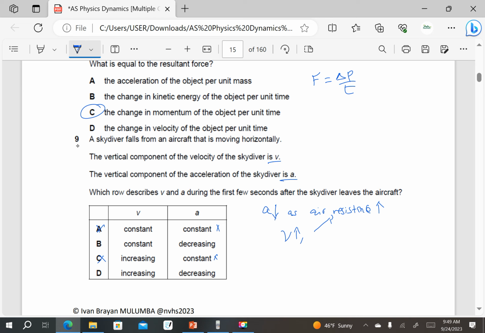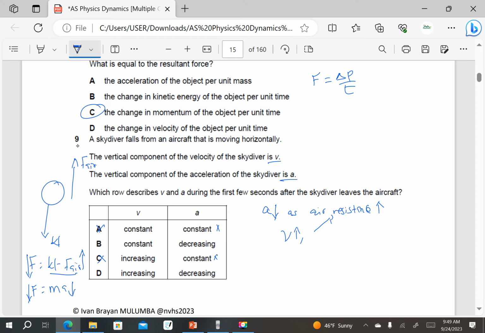Because remember, if a person is falling, the weight is constant and the air resistance is in the opposite direction, the resultant force F is equal to the weight minus the force due to air resistance. As the air resistance increases, the difference becomes smaller, the resultant force becomes smaller. Remember, resultant force is mass times acceleration. If the resultant becomes small, it means the acceleration also becomes smaller. So the acceleration decreases. Then how about the velocity component?